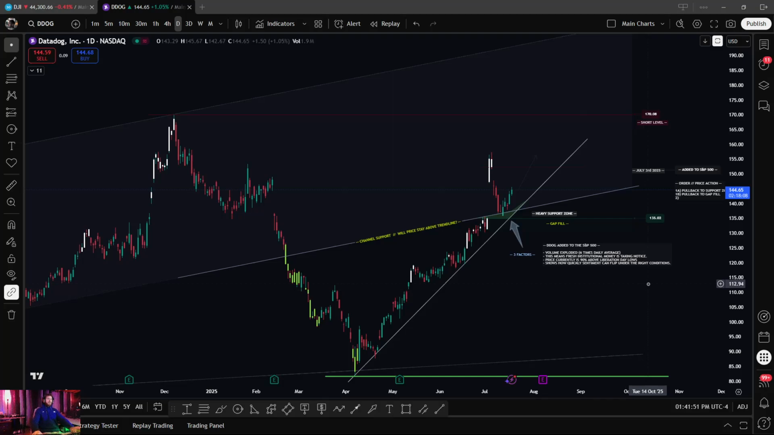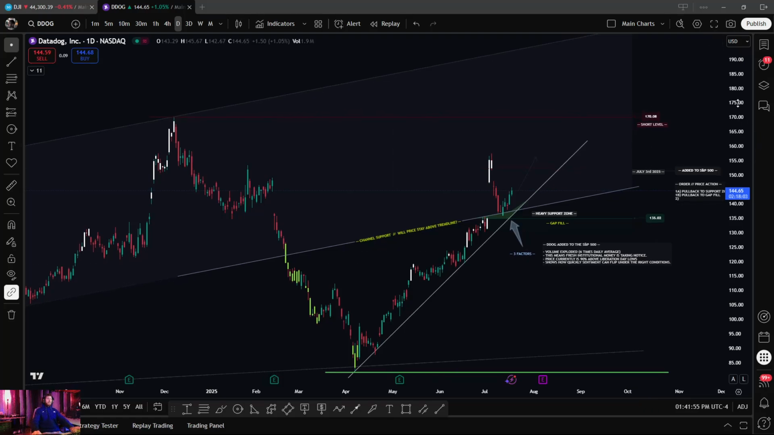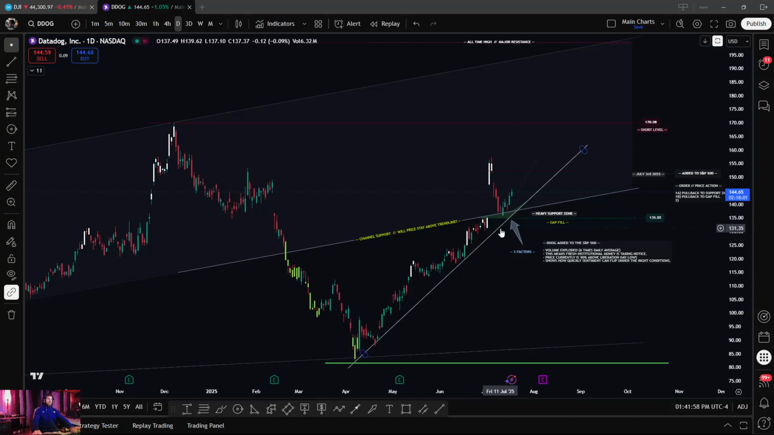And I myself am a support and resistance trader. Probably 90% of the trades that I take are going to be setups just like this. And I mean, you can find them all over the chart all the time.